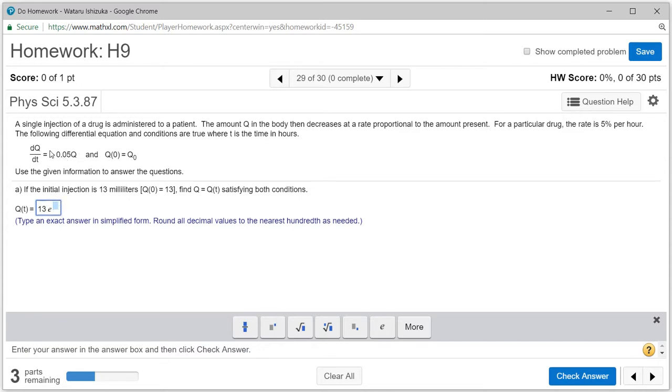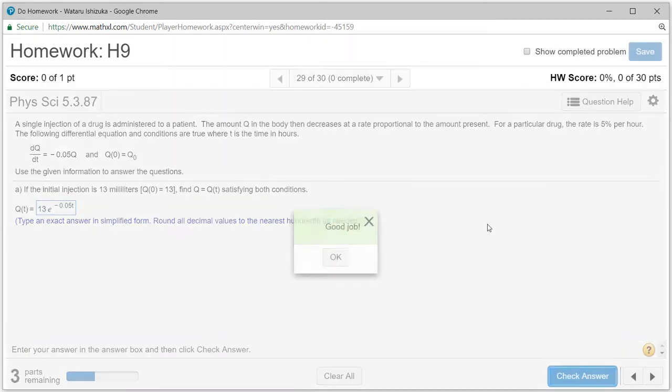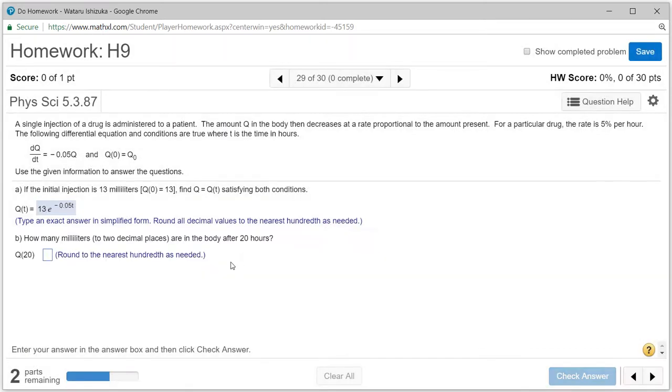This number here is k, so it's negative 0.05, times the variable t. So this is the function here. Let's check the answer. We got that. How many milligrams are in the body after 20 hours? So we have to compute that.